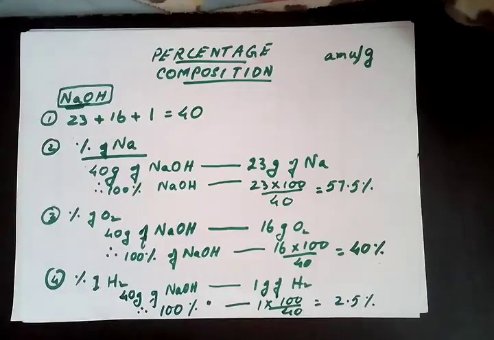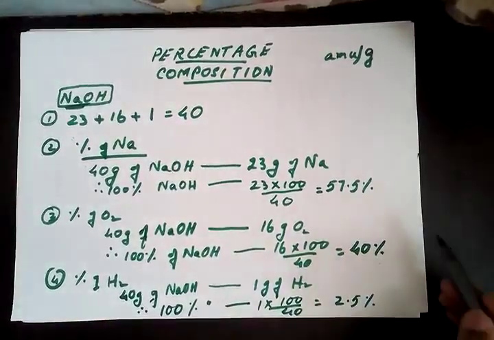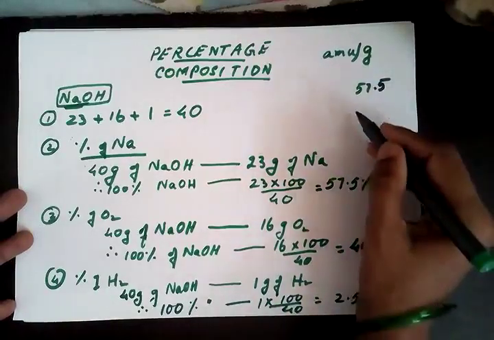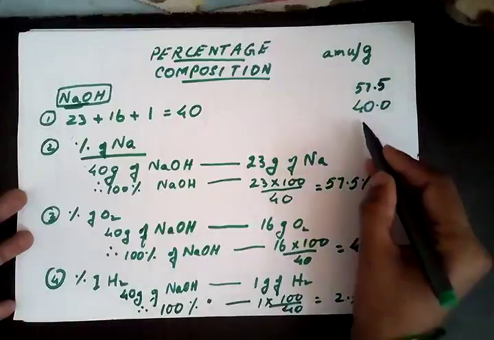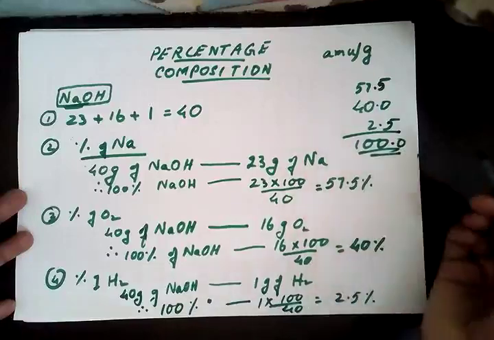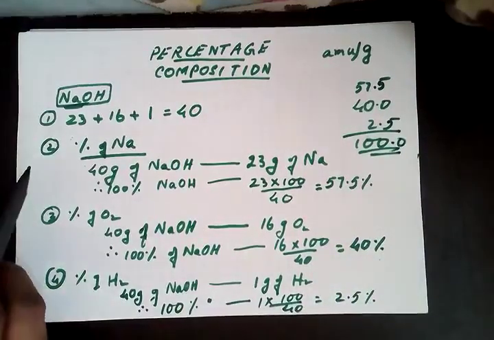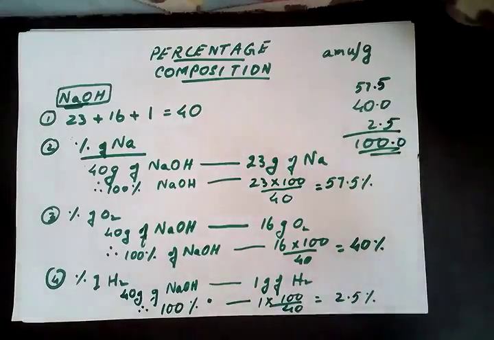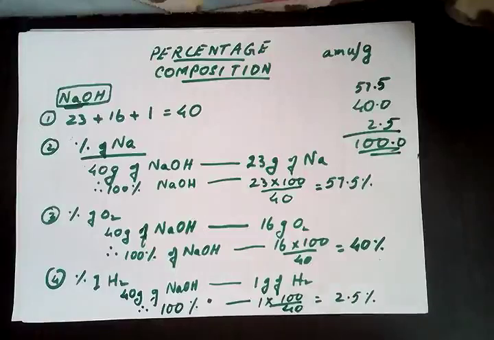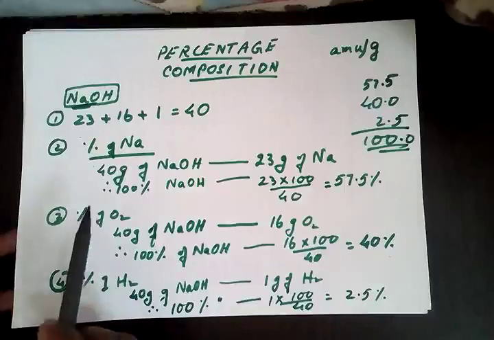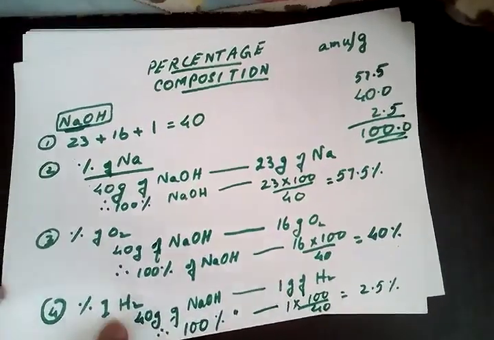How to check it? That is a part of verification. We have got 57.5, then 40, then 2.5. Add them up, you will get 100. So when we ask you a question on the percentage composition of every element, you can confirm yourself that your values are correct, right? But most of the time we may ask you only one particular element from a given compound.